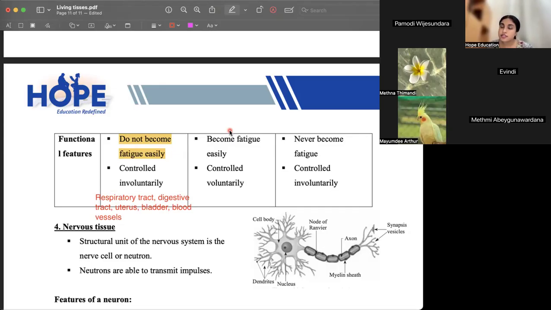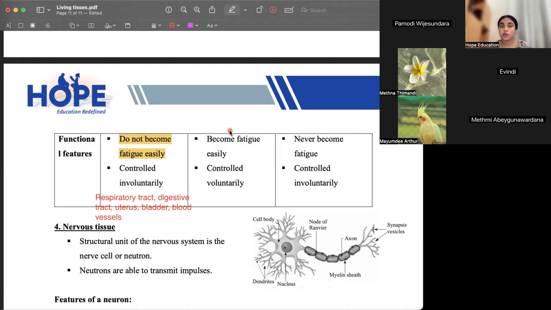But think about the digestive tract or the respiratory tract. If the respiratory tract got fatigued, it can't stop the work. It has to continuously breathe because you need to breathe to survive. Your urinary bladder and blood vessels constantly have to work. So they don't fatigue easily. But rarely they can fatigue.